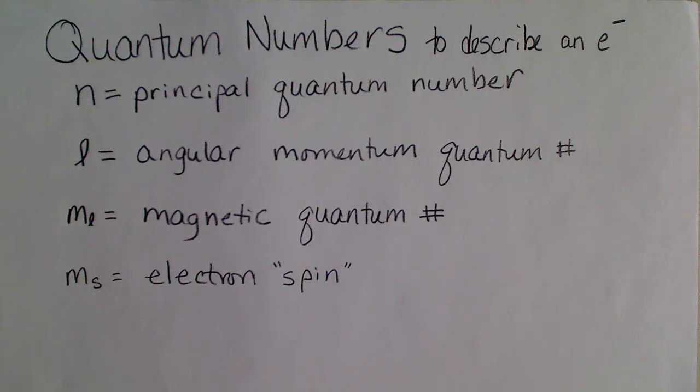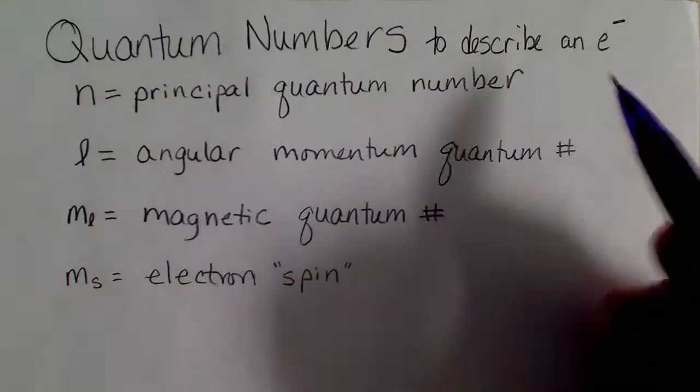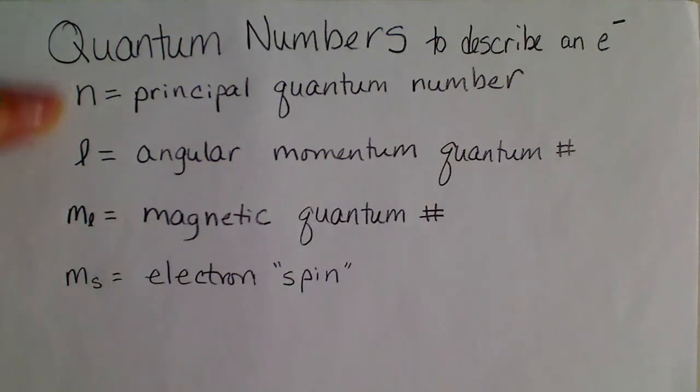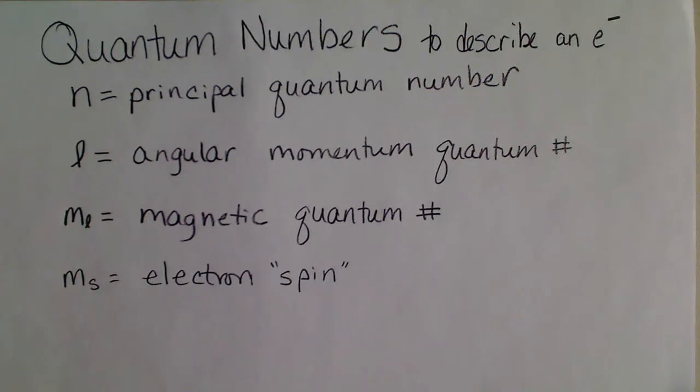In this video, we are going to look at the 4 quantum numbers that can be used to describe an electron. The first 3 quantum numbers tell us where an electron is within an atom, and the 4th quantum number, the spin, tells us whether the electron is spinning up or down. Think of it like that.